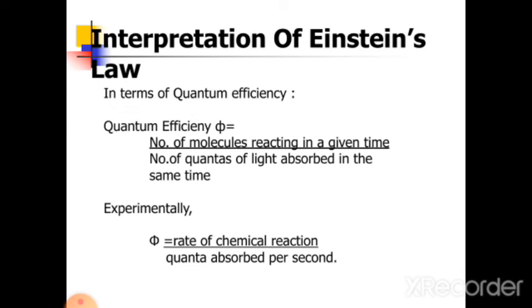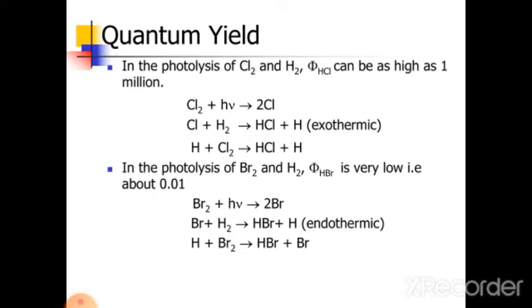First we see about the quantum efficiency. The quantum efficiency is equal to the number of molecules reacting in a given time divided by the number of quanta of light absorbed in the same time. Experimentally, it is equal to the rate of chemical reaction divided by quanta absorbed per second. Next we see about quantum yield. In the photolysis of chlorine and hydrogen, the quantum efficiency can be as high as 1 million.